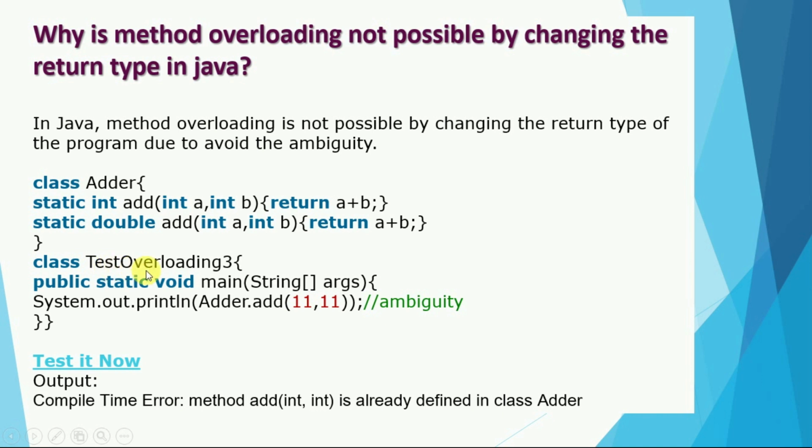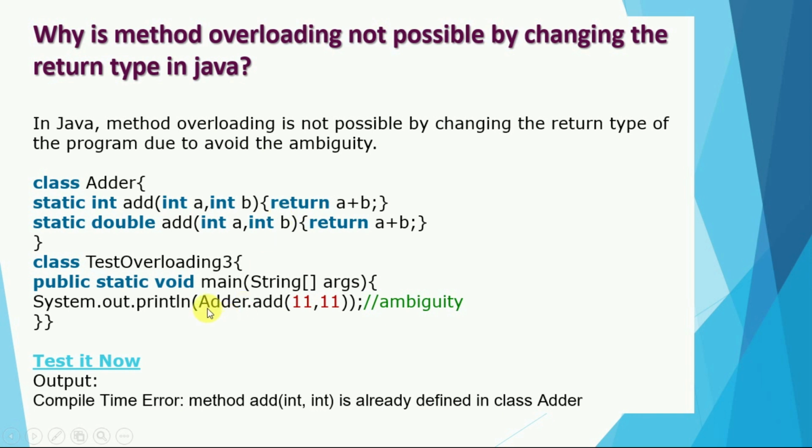So in the main class, when we try to compile and call this add method and pass these values, there is confusion. The compiler will be confused and ambiguity will occur, because by changing only the return type, the arguments are the same. In this method we have two members, a and b, and in the other method we also have two members, a and b.